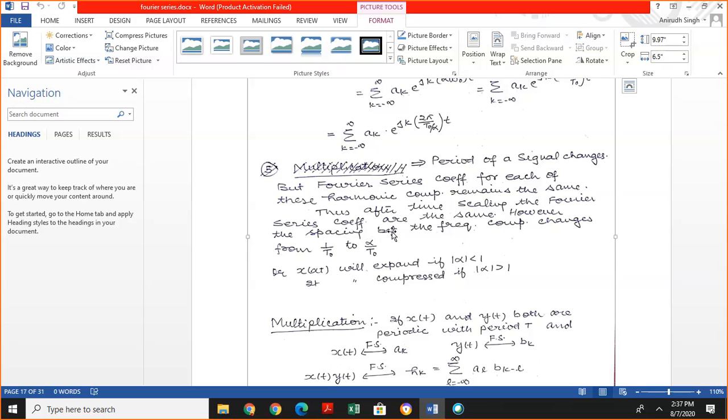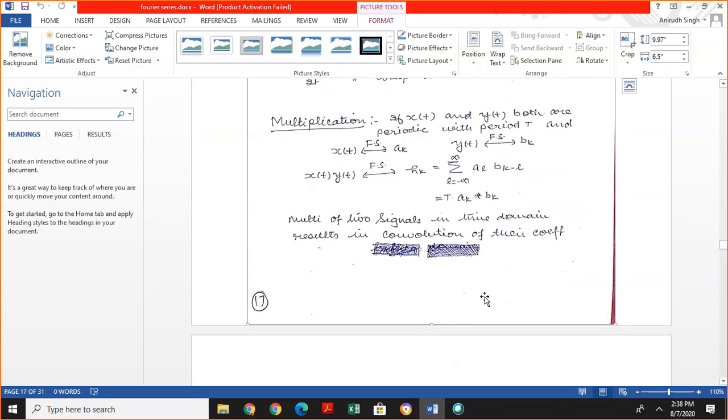However, the spacing between frequency components changes from 1 by T to alpha by T. So we can say that x of alpha t will expand if the value of alpha is less than 1, and it is compressed if the value of alpha is greater than 1.